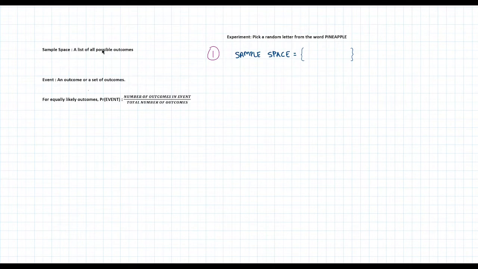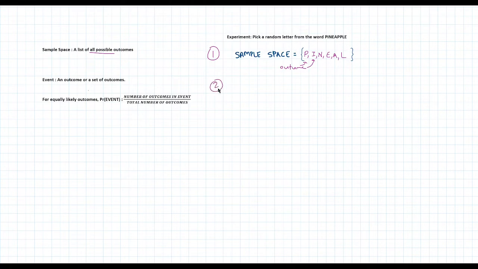Now sample space is a list of all possible outcomes. So when we pick a random letter from the word pineapple, the letters that we could pick are P, I, N, E, A, or L. So that's our sample space. And each of these letters is an outcome that we can pick.